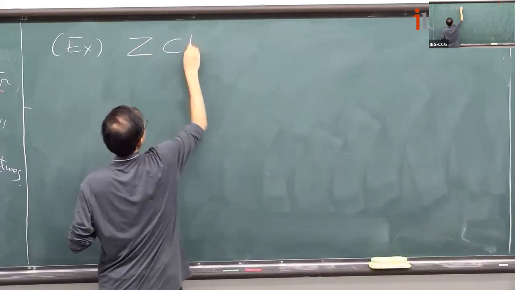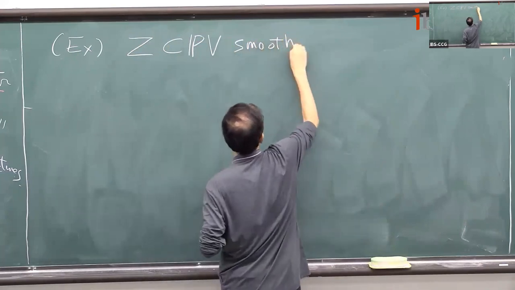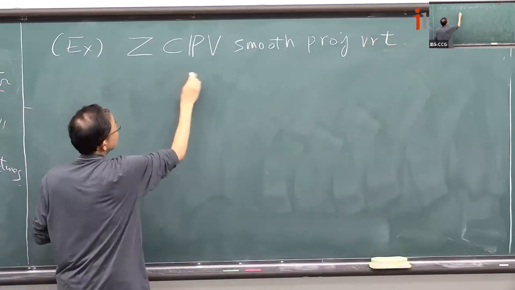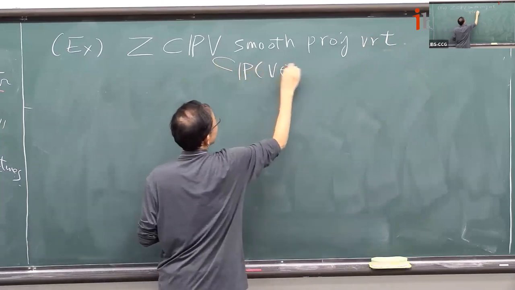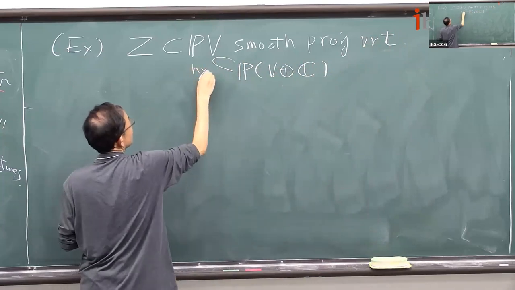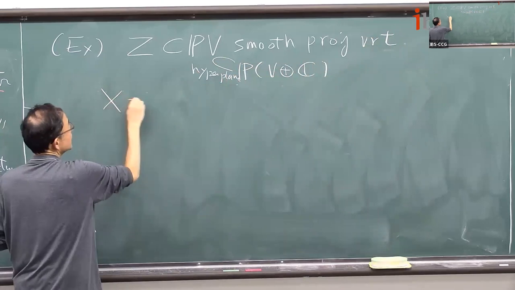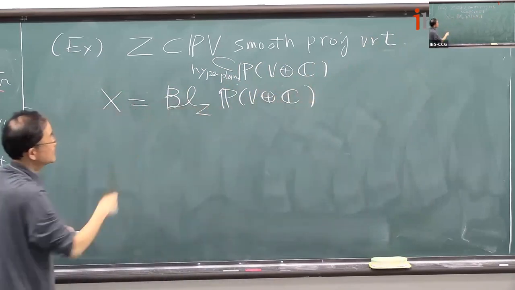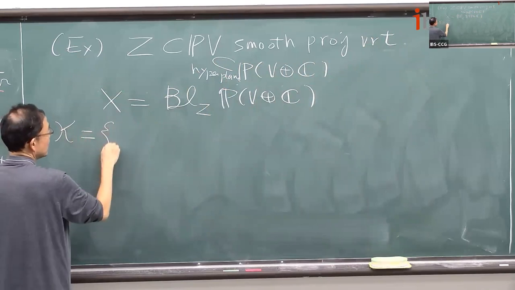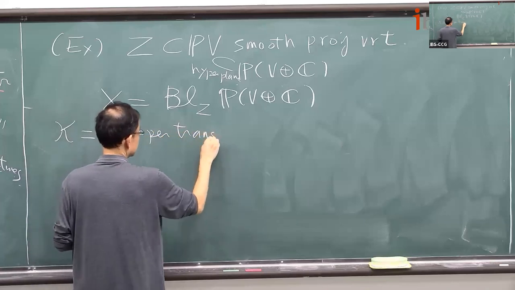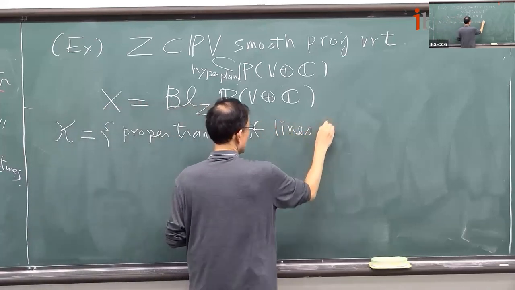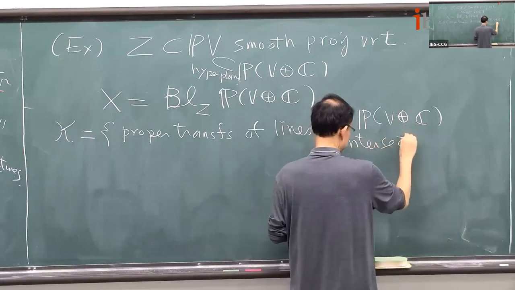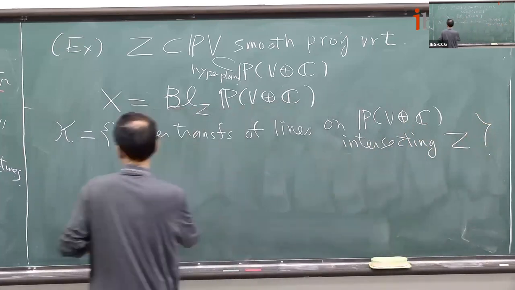So now you fix a smooth projective line. And then you consider this as a hyperplane. You add one more dimension, so this is a hyperplane. And then let X be the blow up of this projective space along this submanifold G. And then K is the proper transforms of lines intersecting G.